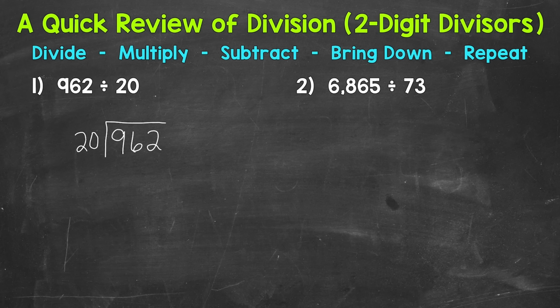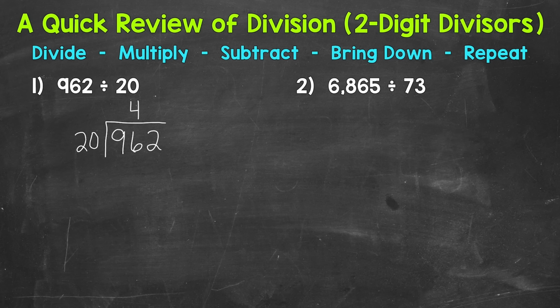Well, 4 groups of 20 gets us to 80, and then 5 groups of 20 gets us to 100. So 5 is too many, it's going to be 4. So we need to put a 4 above the 96. Don't put it above the 9, put it above the 6, because we did 96 divided by 20.